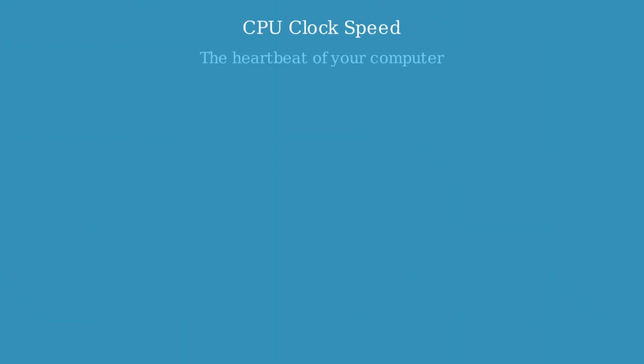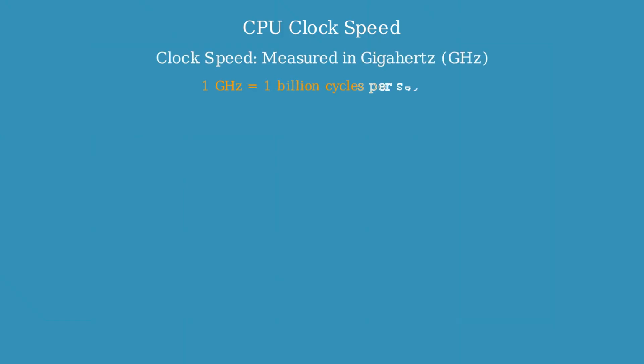CPU clock speed is the fundamental rhythm that drives all processing in your computer. Clock speed is measured in gigahertz. A processor running at 1 gigahertz completes 1 billion cycles every second. The CPU clock functions like a metronome, creating a steady beat that synchronizes all operations within the processor. With each tick of the clock, the CPU can execute an instruction or part of an instruction.